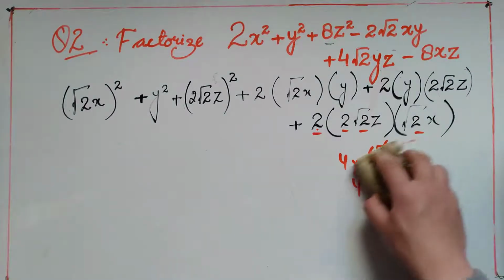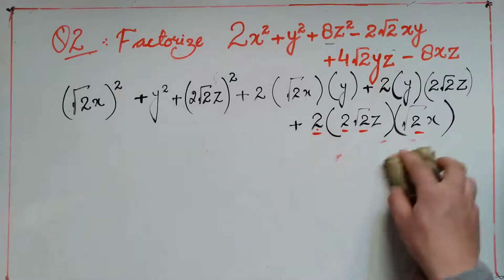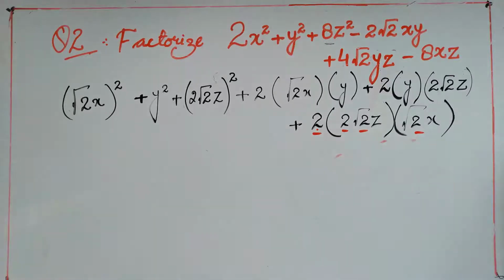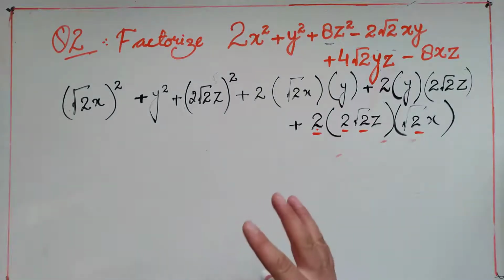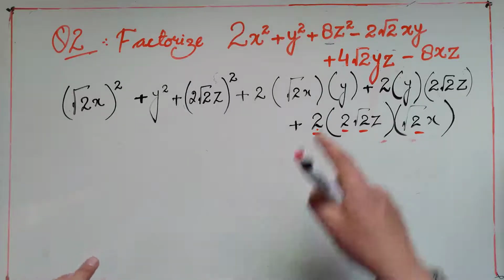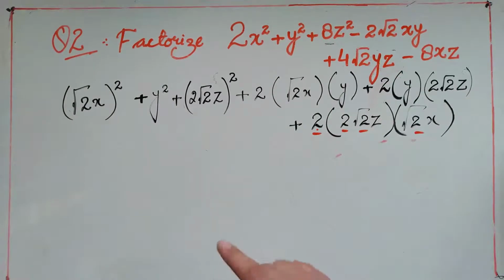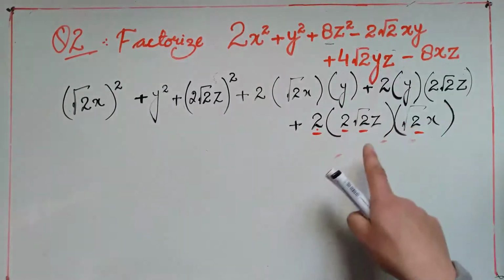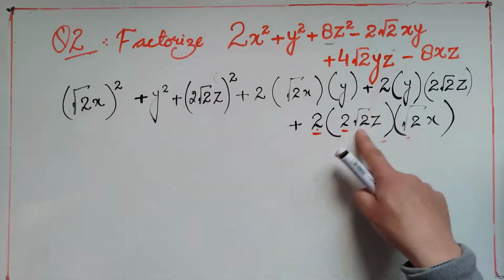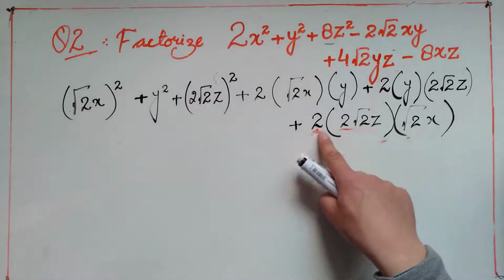So we have changed the form to a square plus b square plus c square plus 2ab plus 2bc plus 2ca correctly. So the terms are done. But there's a thing that their signs are not corrected yet. There are negative signs that are to be corrected. So let's look at that now.